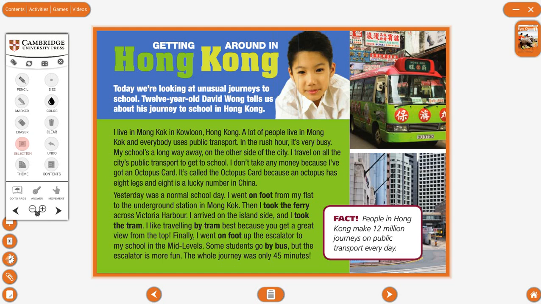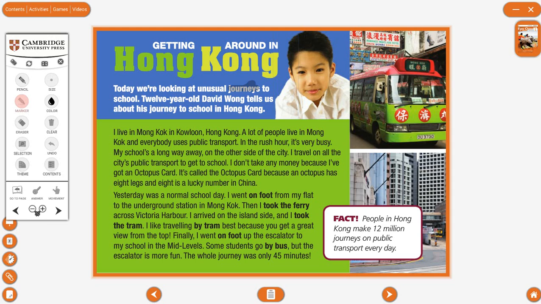12 years old, David will tell us about his journey to school in Hong Kong. Unusual means in Turkish alışılmadık. Journeys. Can you remember the meaning of journey? Journeys means yolculuk in Turkish. Please write the meaning of journey in here. Yolculuk.